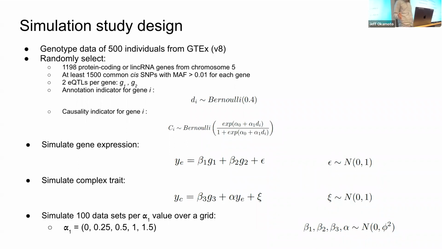And then we're simulating 100 data sets for several different alpha-1 values, for a total of 500 data sets in total. So after doing all this for each data set, we apply statistical fine mapping so that we can do colocalization and TWAS.